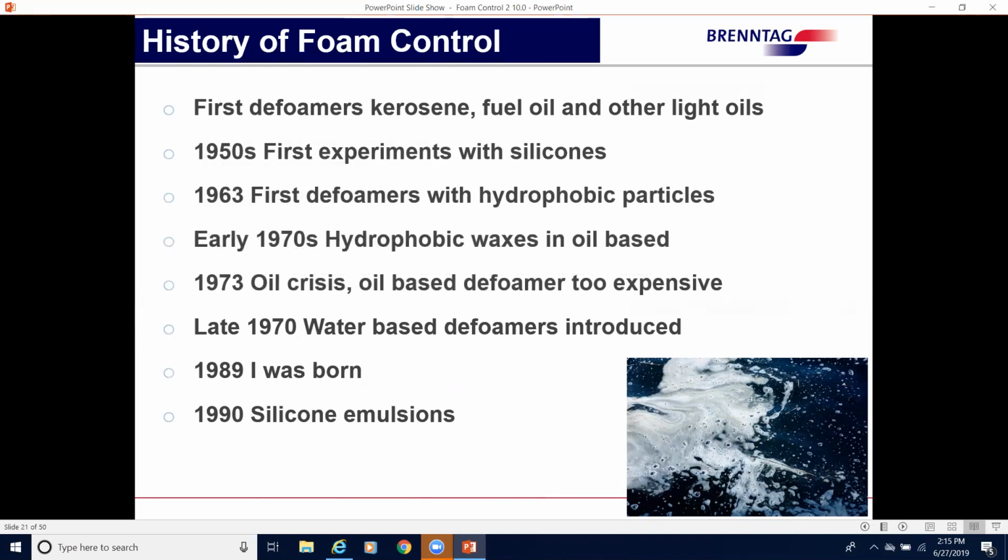A very important bullet on this slide here is the second to last one. That's 1989. That's the year I was born, just in case any of you were wondering. And then moving on, we saw in the early 90s, silicone emulsions started to hit the scene.